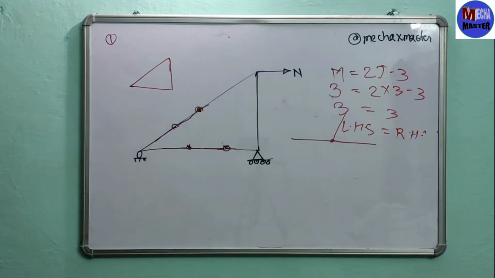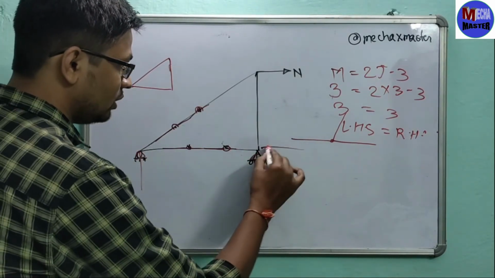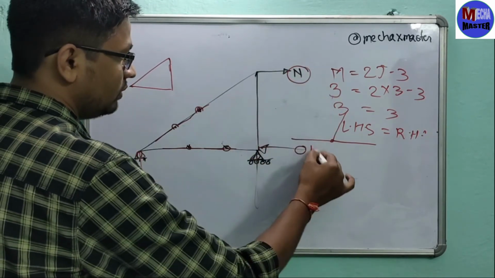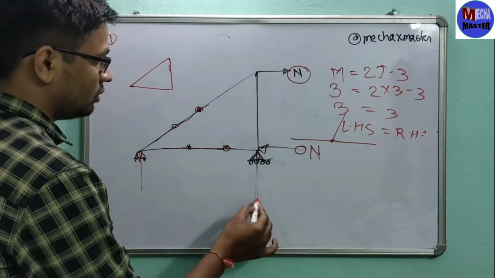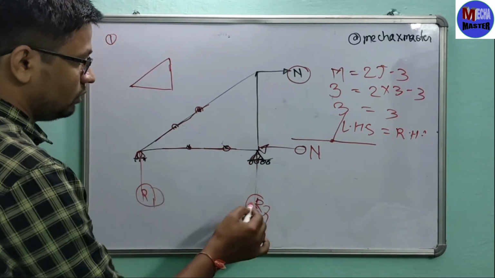And if you see the reactions, there will be 1 reaction, there will be 2 reactions, and this horizontal member will not be 0 because there is a 1 reaction and that will be equal to n, and these 2 members will be equal, so this will not be 0.